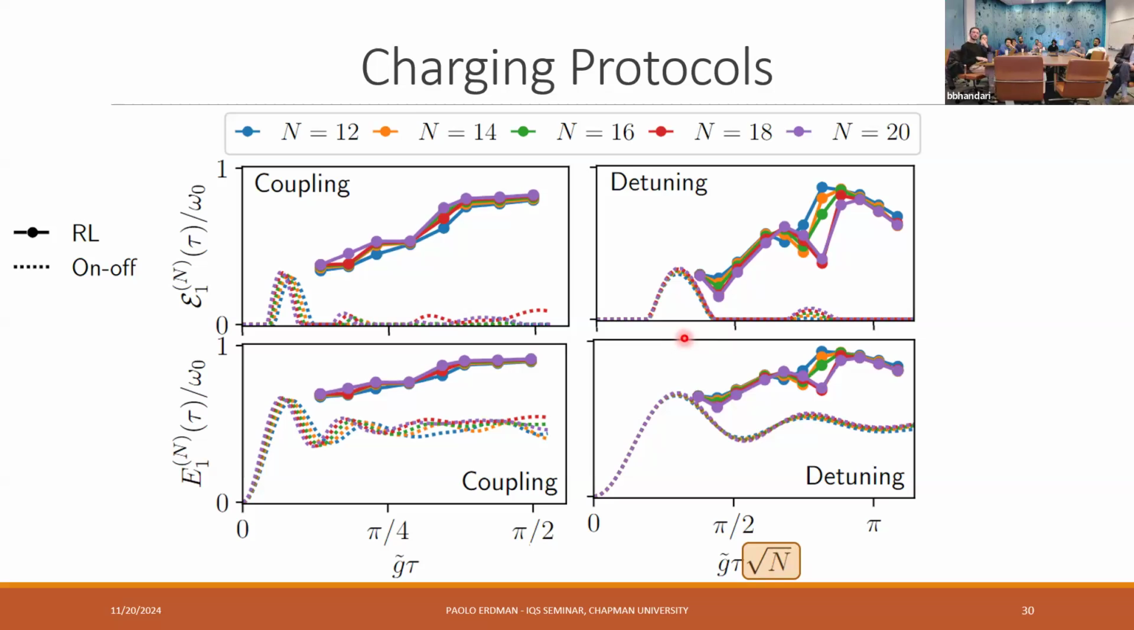And the fact that they overlap means that we're still preserving this collective advantage, but we could do this reaching now a higher value of the ergotropy. And okay, now I didn't include the plot, but we could relate this to the fact that the agent learns to mitigate the chaotic behavior of the Dicke model.